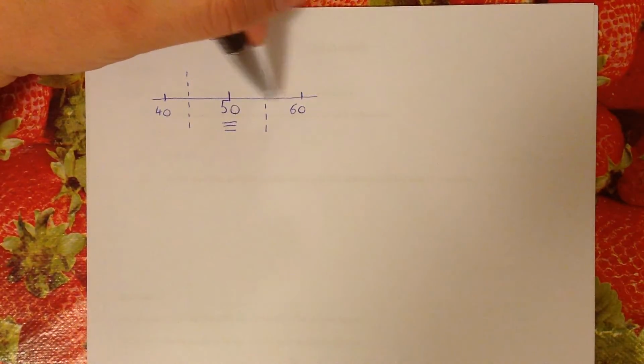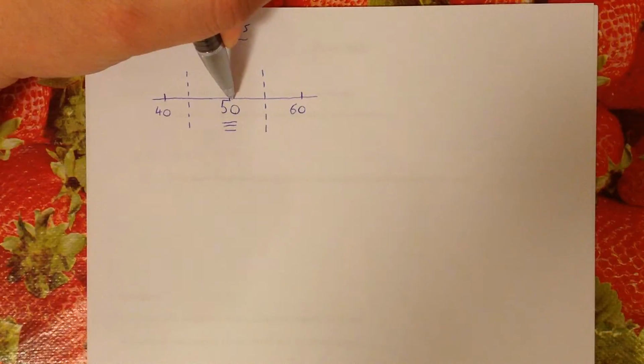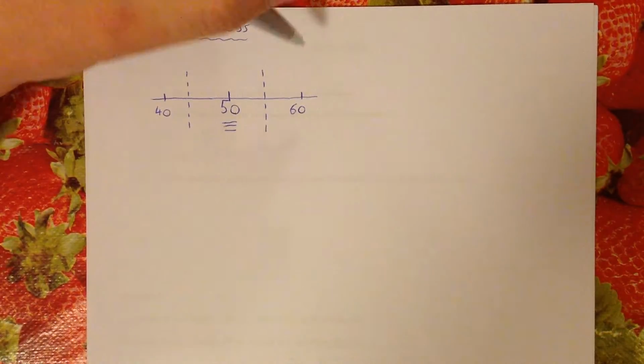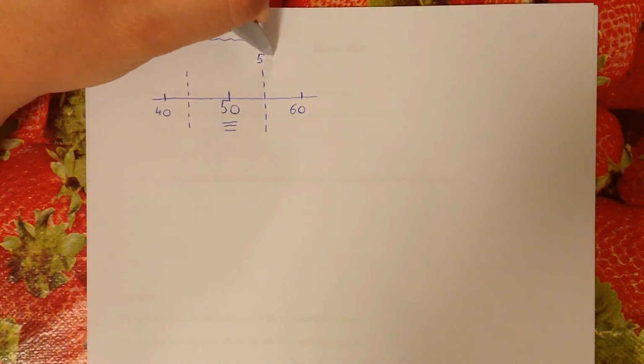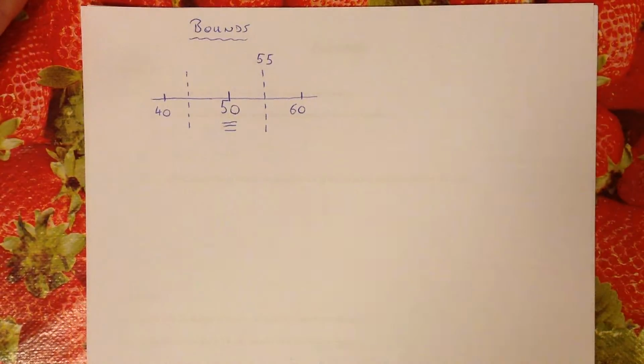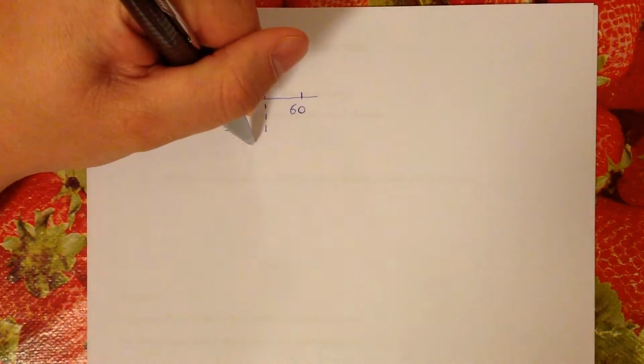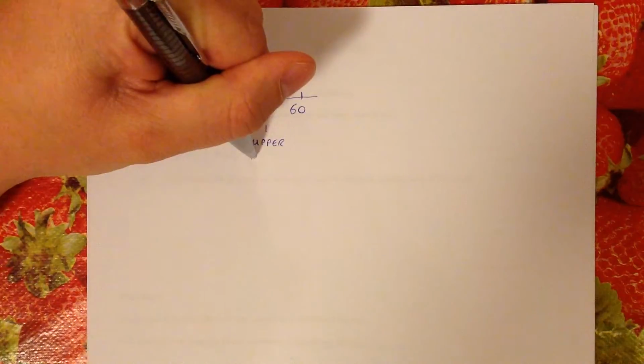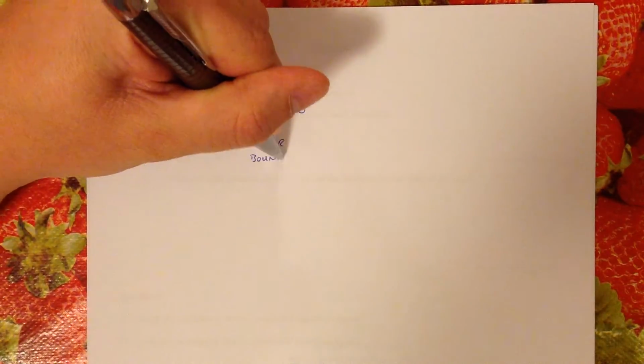So if I'm talking about my number line here and I'm going from 50 upwards and I want to hit the point at which it would then change to 60, I'm talking about 55, because 55 is the point at which the value then changes up to 60. So 55, for this example, is what's known as my upper bound, or my maximum limit for the value.